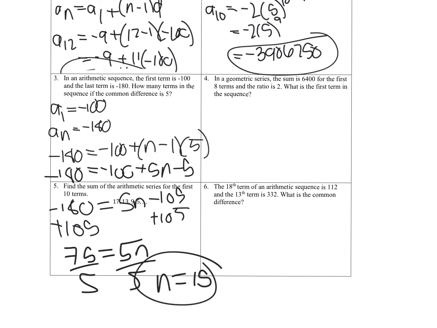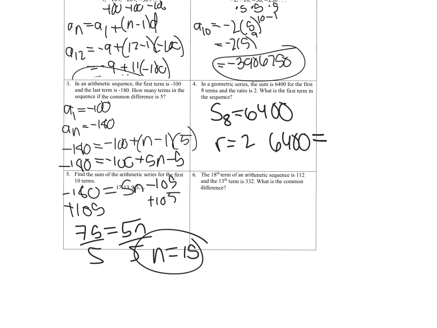Number 4 says in a geometric series, the sum is 6,400 for the first 8 terms. So I know it's going to be sum of 8 equals 6,400, and the ratio is 2. What is the first term in the sequence? So we're going to do the sum formula. 6,400 is going to equal, don't know the first term, that's what we're looking for. The ratio, we know the ratio. It's going to be 2. And we know that there's 8 terms.